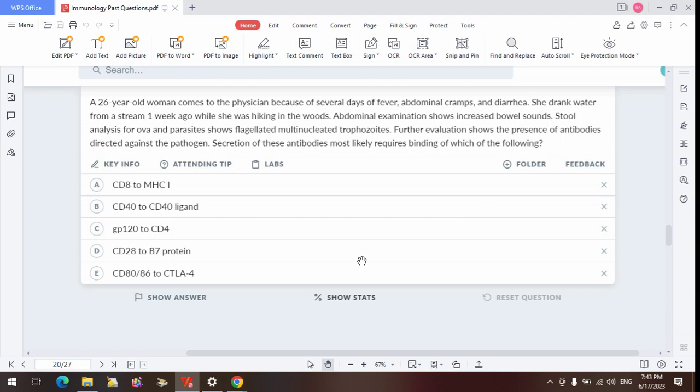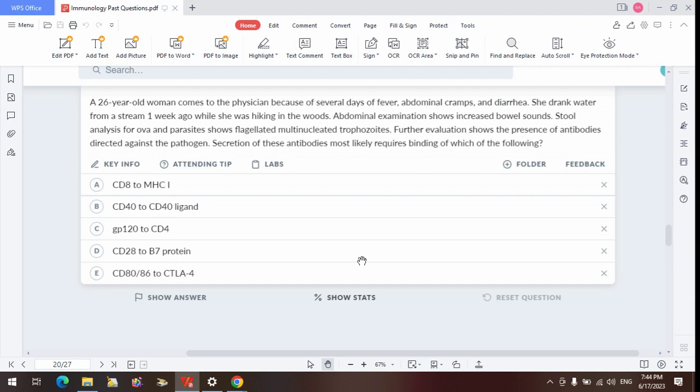So the main question is: secretion of these antibodies most likely requires binding of which of the following? A 26-year-old woman comes to the physician because of several days of fever, abdominal cramps, and diarrhea. She drank water from a stream 1 week ago while hiking in the woods. Abdominal examination shows increased bowel sounds. Stool analysis for ova and parasites shows flagellated multinucleated trophozoites. Further evaluation shows the presence of antibodies directed against the pathogen. So secretion of these antibodies most likely requires binding of which of the following?